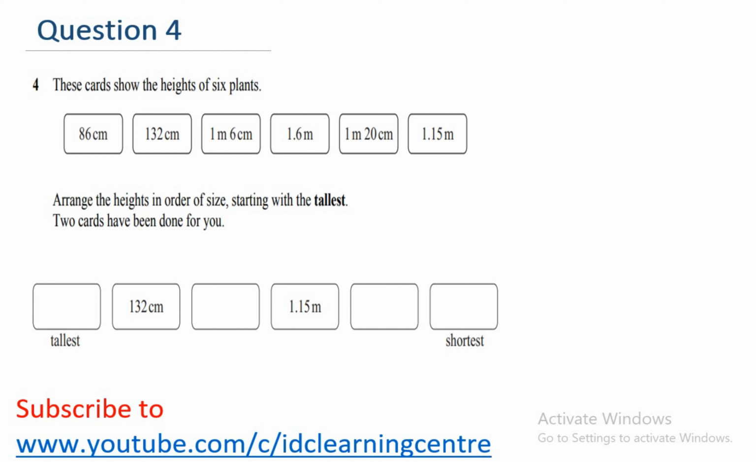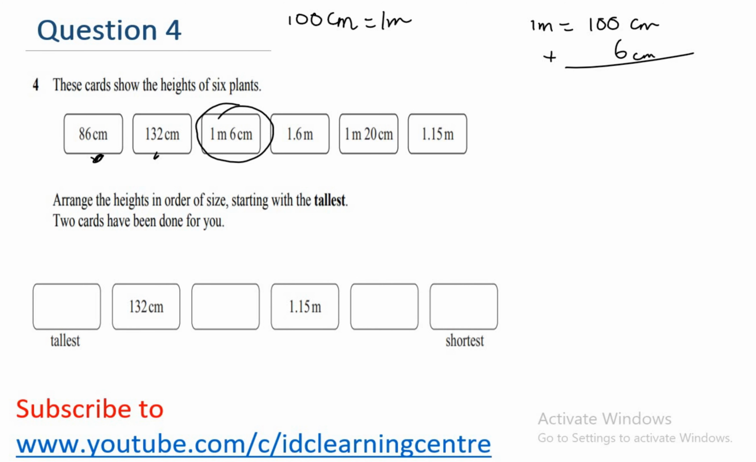I'm going to encourage you, whenever you have a problem where the units are not the same, convert the units to be the same. It's very important you make the higher unit the same as the lower one. So this is centimeters, centimeters. Take note, 100 centimeters will give you 1 meter. So to convert this to centimeters, 1 meter is 100 centimeters. Now plus the 6 centimeters. So this will be 106 centimeters.